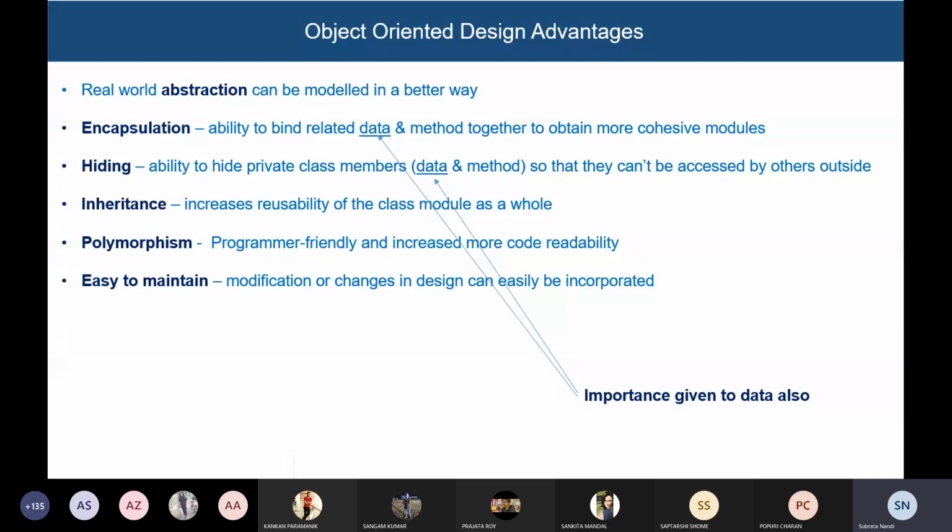So to just sum it up, object-oriented design advantages: the real-world abstraction, so the real world can be modeled in a much better way. Encapsulation: the ability to bind data and methods together to obtain more cohesive modules. Hiding: the ability to hide private class members, both data and methods, so that they cannot be accessed from outside. So you have more importance and more control over data.